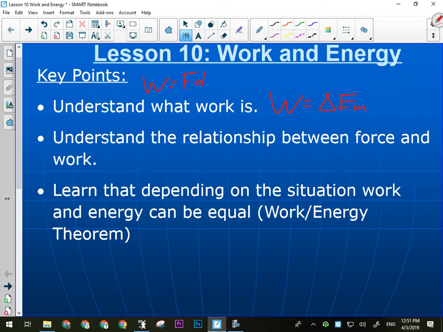All right. Now, here's the other thing, guys. Depending on the situation, work and energy are going to be equal. In fact, in most situations, they're going to be equal because if I do work, I'm transferring energy to something else. If it had no energy to start with, then the amount of energy it now has is equal to the work I did on it. All right, so that's the other thing we have to know about the work-energy theorem.